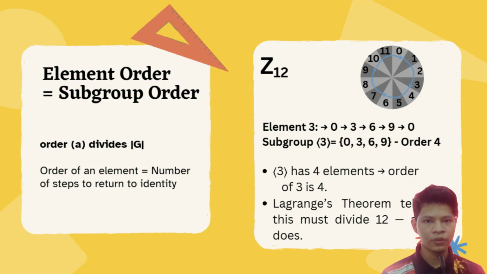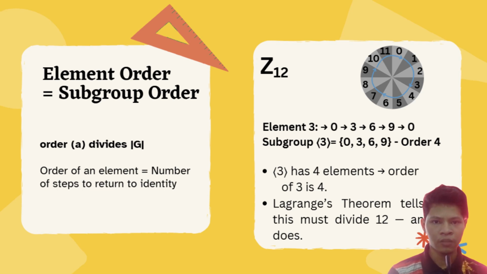The number of unique elements that one element can generate is called its order, and here is something important: the order of the element always divides the total size of the group. So even when we zoom in on a single element, Lagrange's theorem still holds true. It helps us understand not just subgroups, but how individual elements fit into the bigger picture. Let's see how this works with a real example.